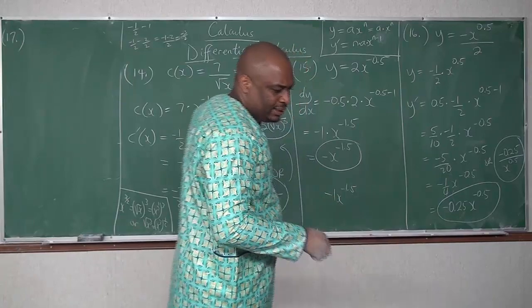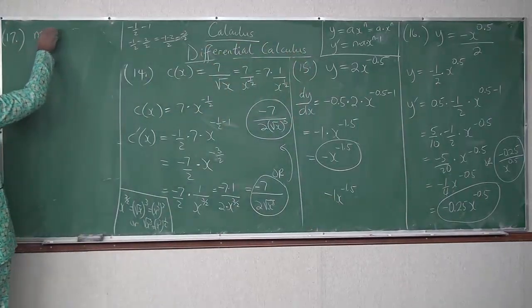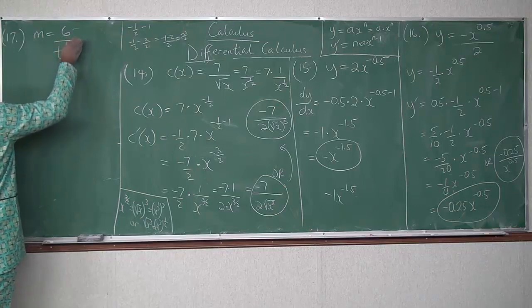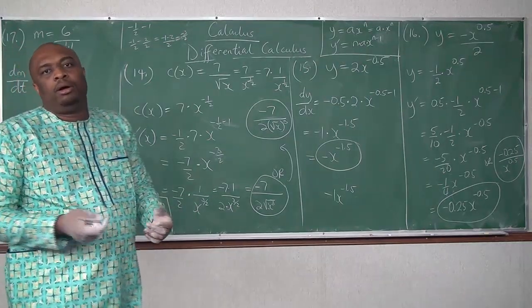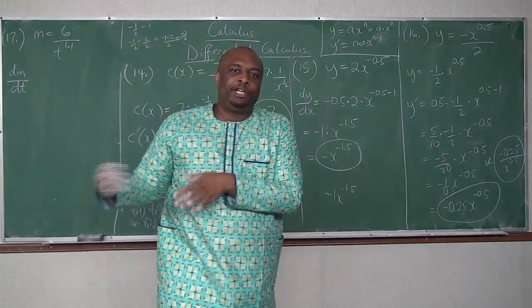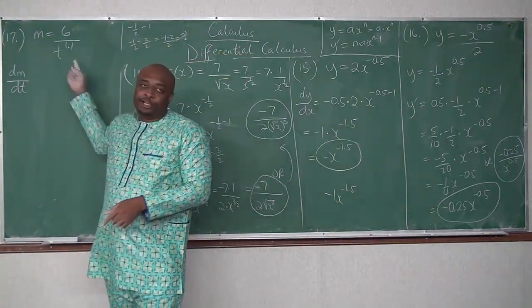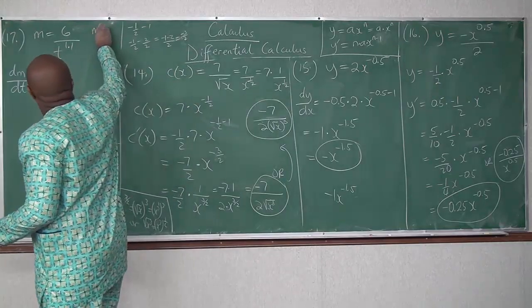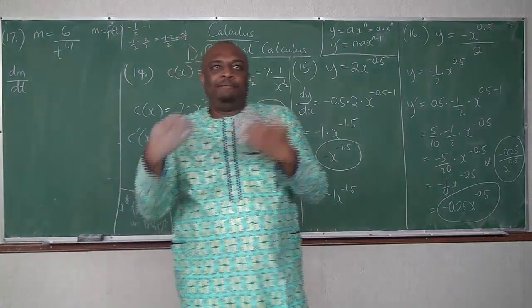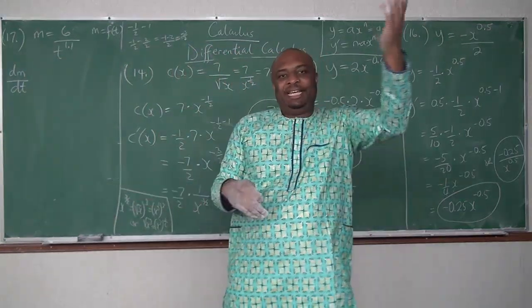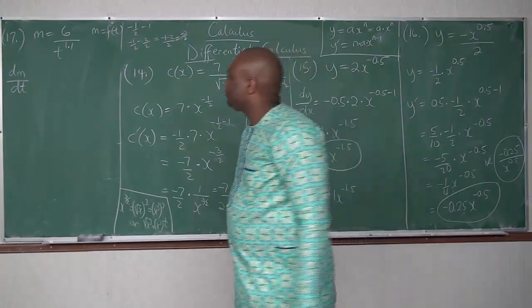M is equal to 6 over t exponent 1.1. Find dm dt. Like we said earlier, not everything is dy dx. We call it dy dx because y is a function of x. But in this case, m is a function of t, so we say dm dt. If we have k as a function of g, we say dk dg. That's the way it works.